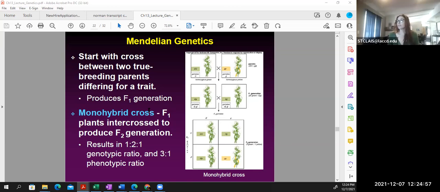And for this model, which is our monohybrid cross, because we're just looking at one trait here, the pod color, we have a 1 to 2 to 1 genotypic ratio. So remember, we have 1 homozygous dominant individual, 2 heterozygotes, and then 1 homozygous recessive individual. And then what we can actually see without knowing the genotype, we know we have 3 green and 1 yellow. That is our 3 to 1 phenotypic ratio.